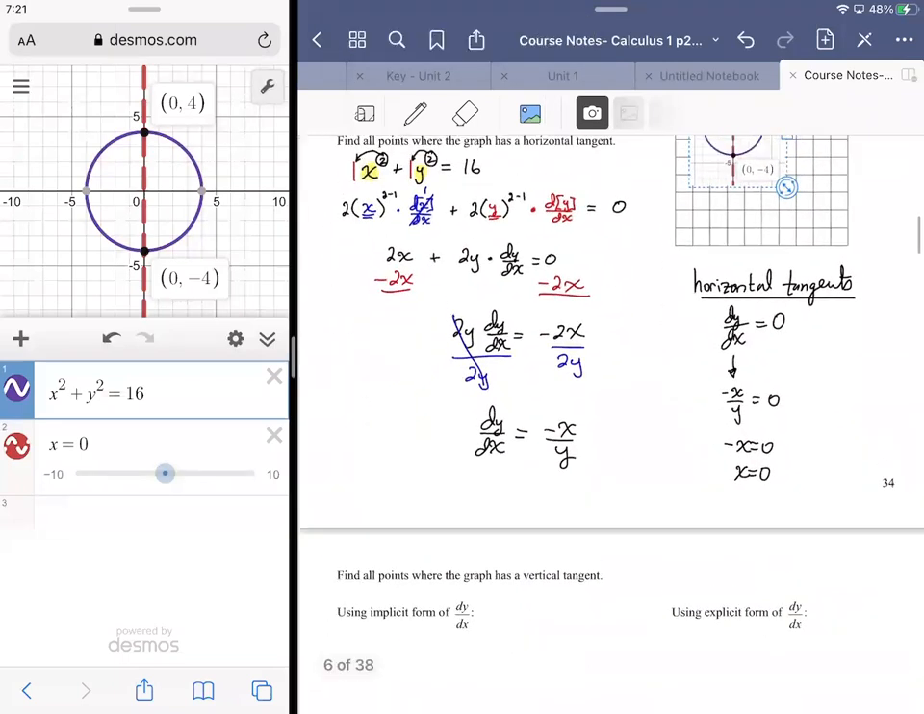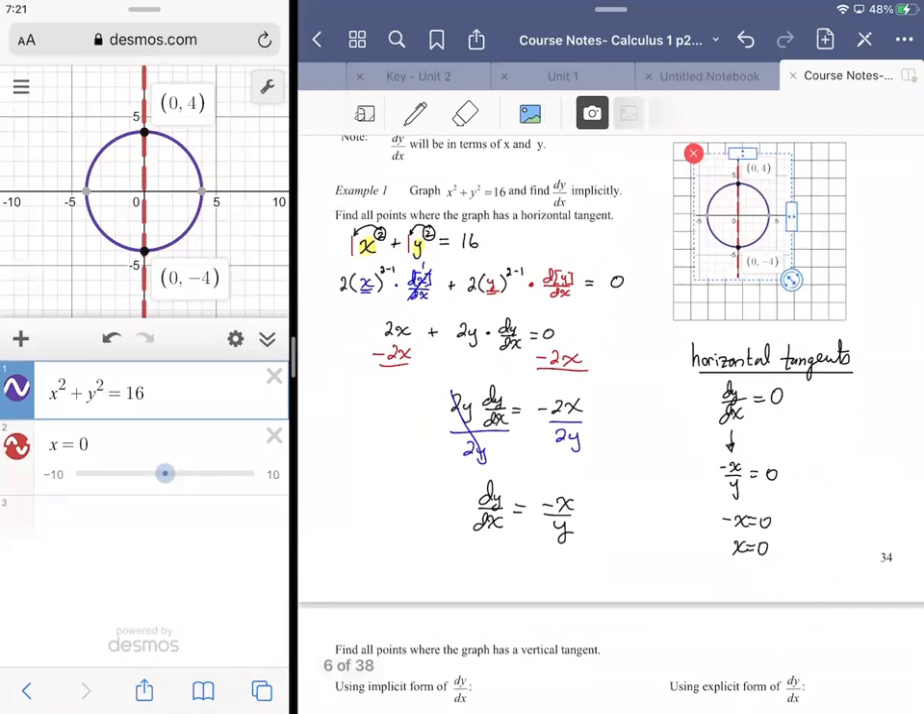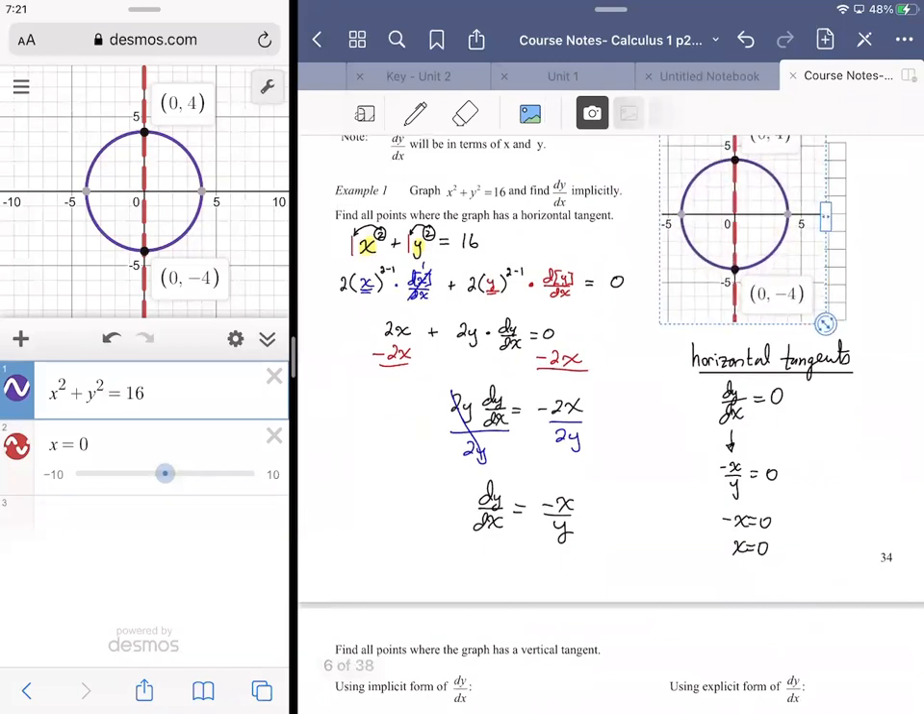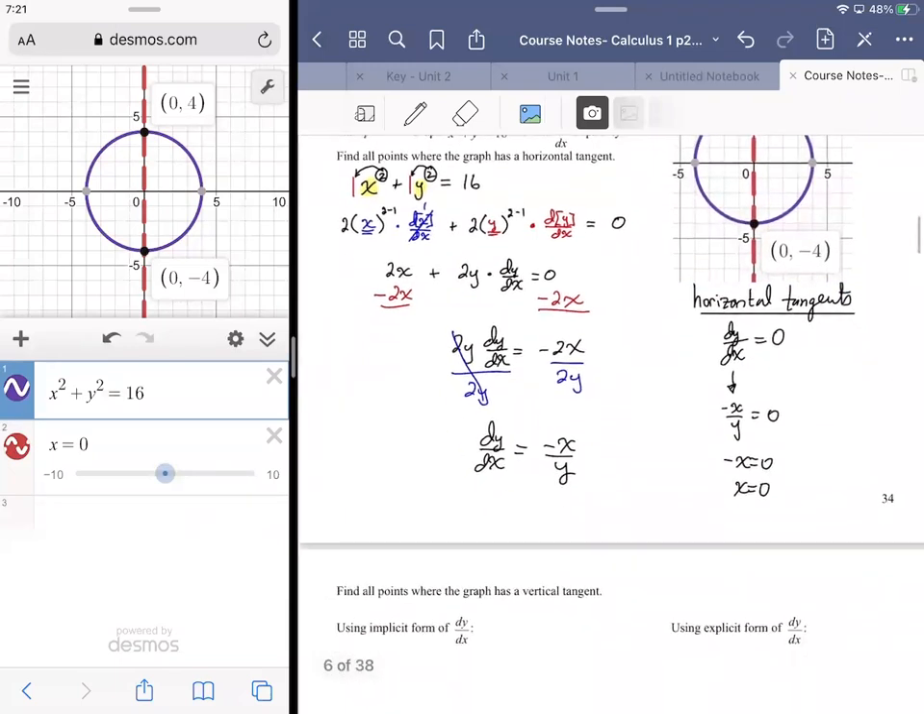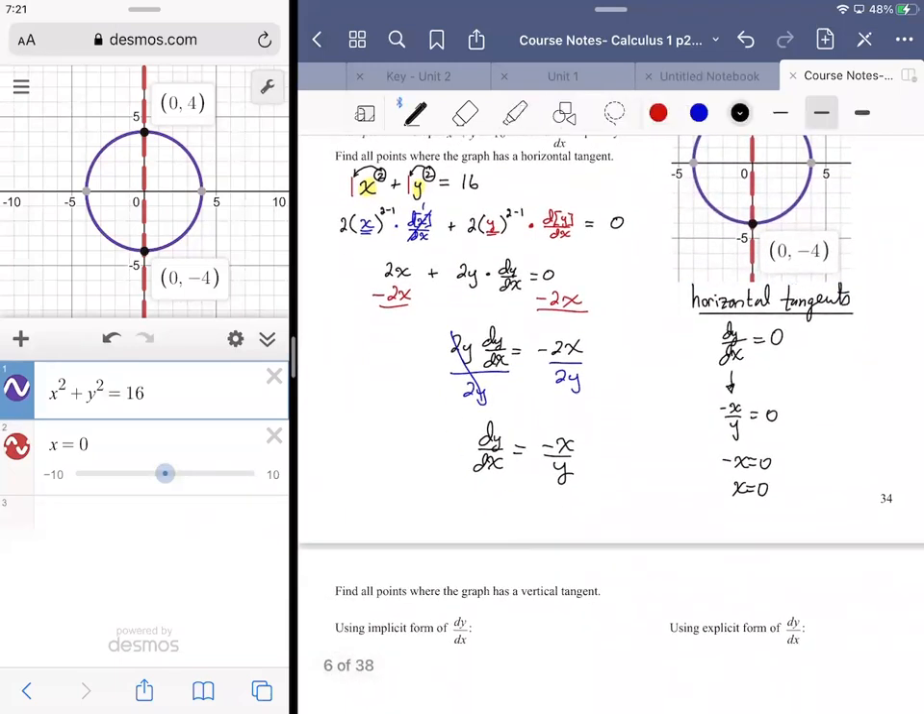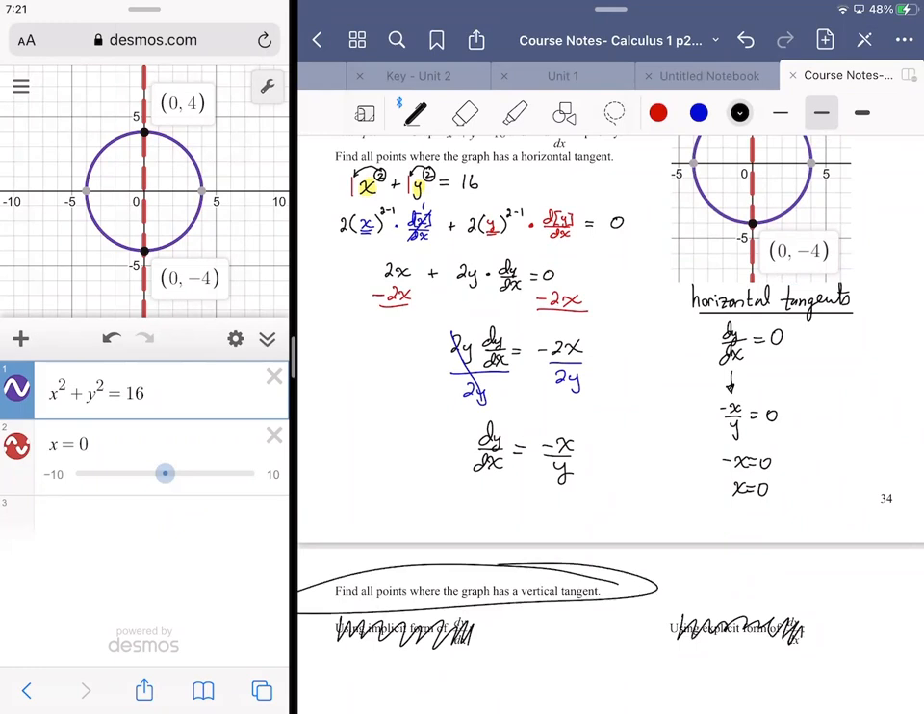Right. So when it comes to the vertical tangents, and honestly, I don't know where these instructions are coming from. This is ridiculous. And this actually should be on the previous page, but it's there, so we'll work with it as is.